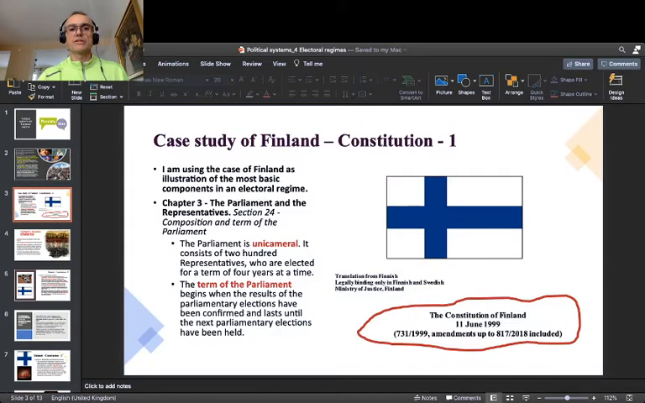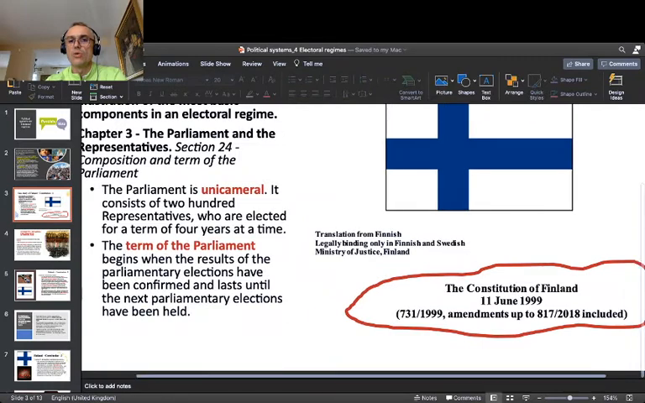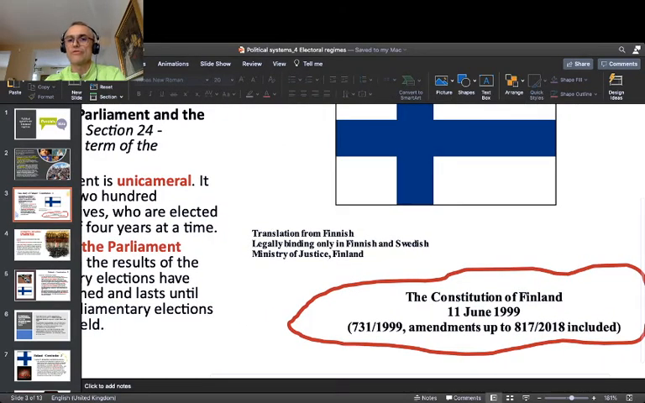Okay, let's go to the case study of Finland. I use here quotes from the Constitution of Finland as enacted on the 11th of June 1999 with amendments up to 2018. I use a translation from Finnish, with the mention that this translation is not legally binding, that the legally binding text is only that in Finnish and in Swedish.